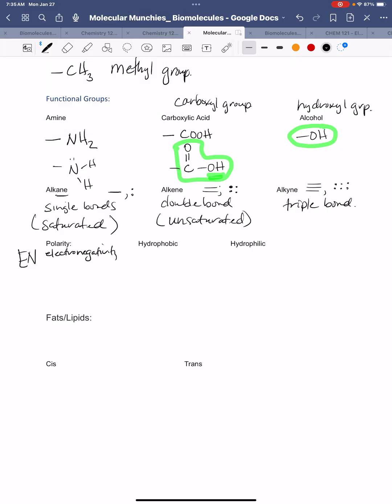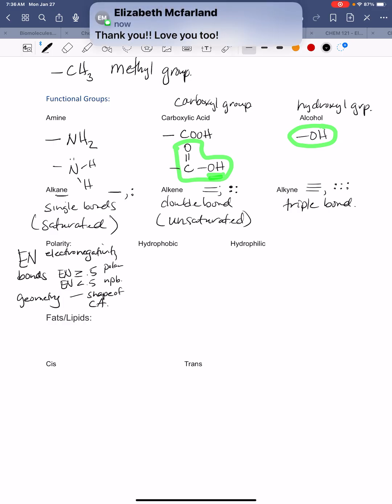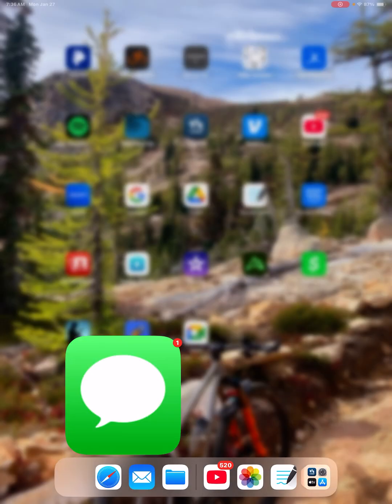When we talk about polarity, we can talk about the polarity of bonds. And so when we look at the difference in electronegativity of greater than or equal to 0.5 versus less than 0.5, we call this a polar bond, and we call this a non-polar bond. When we ramp that up into the geometry, so when we start talking about how the bonds manifest in the shape around the central atom, basically, that's where that all goes.